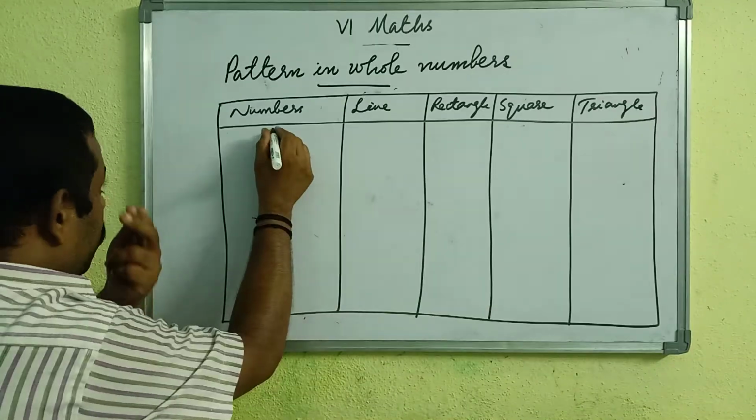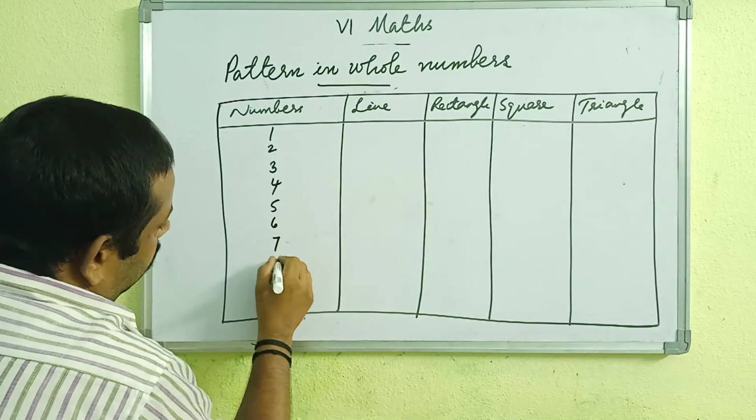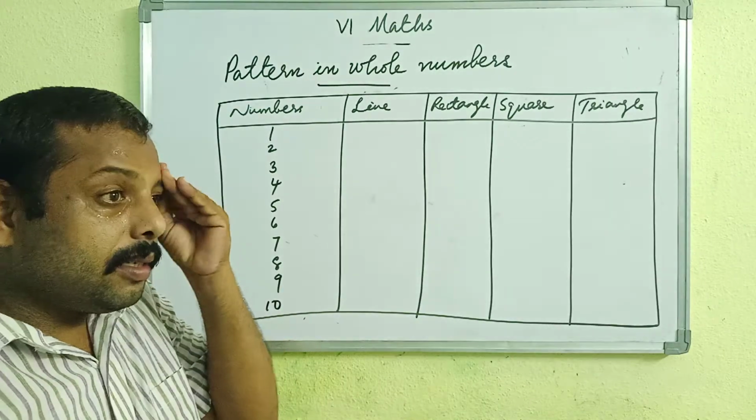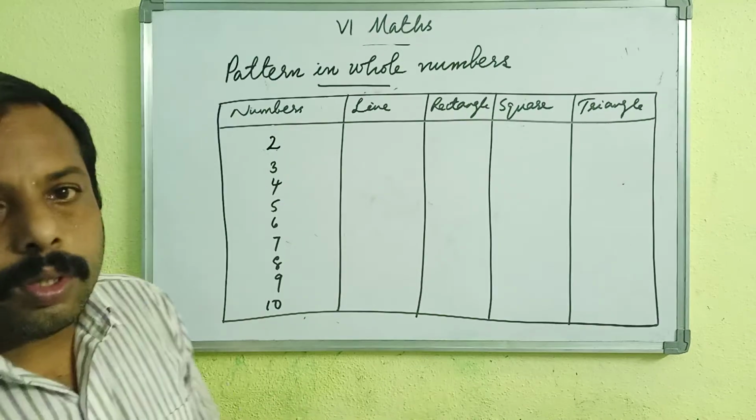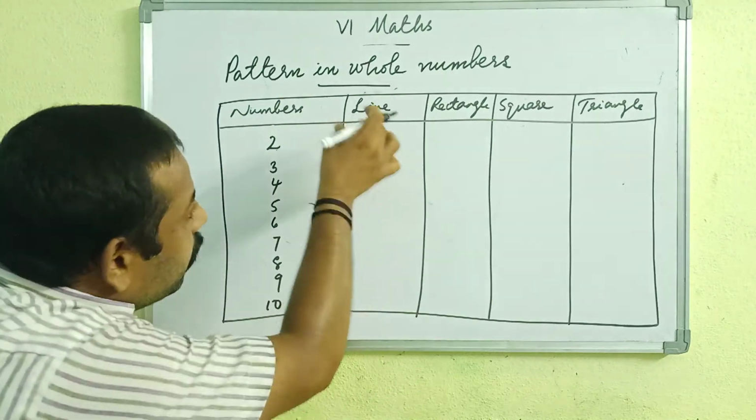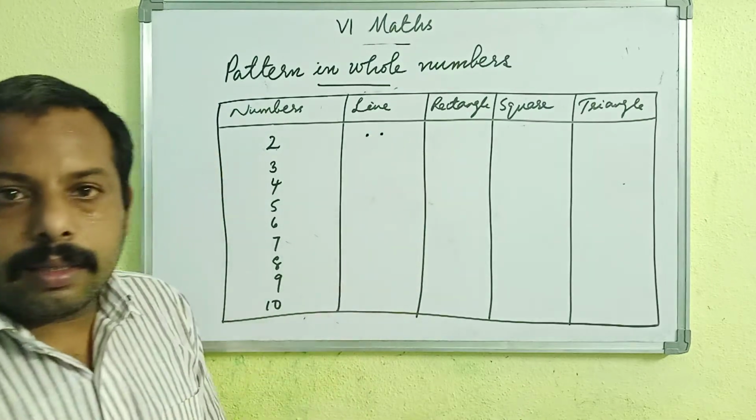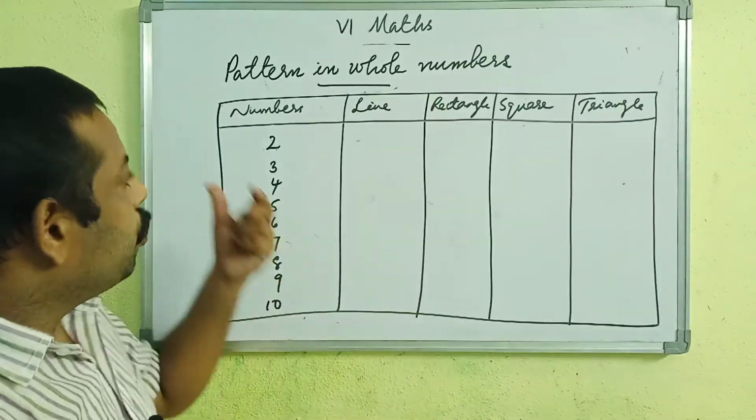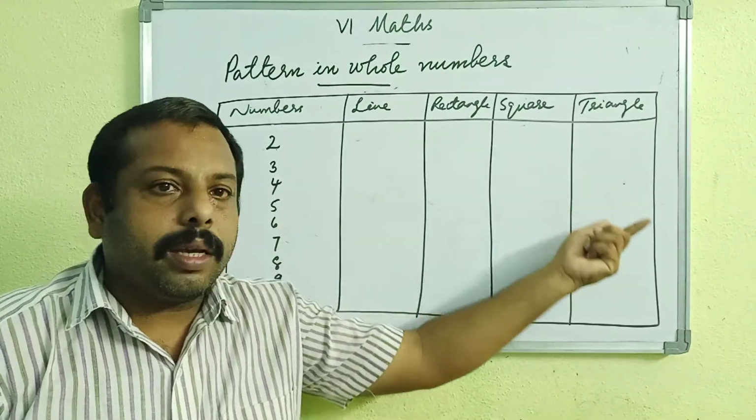So you will write numbers from 1 to 10. 2, 3, 4, 5, 6, 7, 8, 9, 10. And you will check. 2 onwards we will write. Because 1 is just a dot. So 2 onwards. 2, whether using these 2 dots you can make a line or not. Can you make a line using this? So other than making the shape there, you write yes or no. Whether using 2 dots you can make a line, you can make a rectangle, you can make a square, you can make a triangle or not.